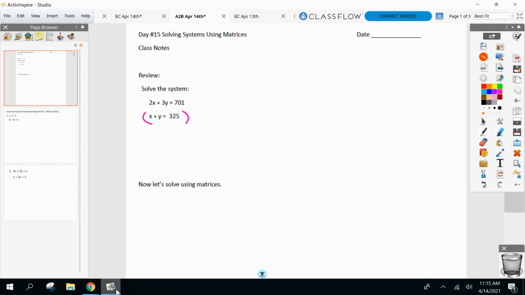All right, so let's try this again now. I'm going to try to solve this system of equations with you guys the old school way, the way you learned in Algebra 1. And then I'm going to show you how to use a matrix to solve it. So what I'm asking somebody right now is, x plus y equals 325. What number can I multiply it by to get rid of the x's or to get rid of the y's?